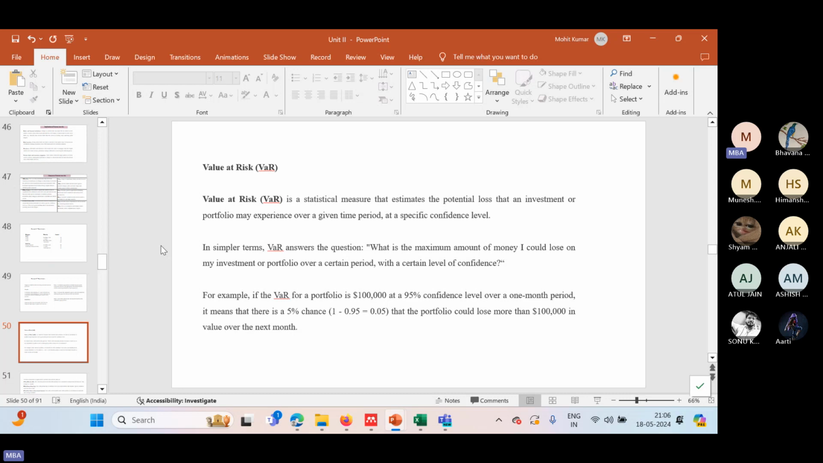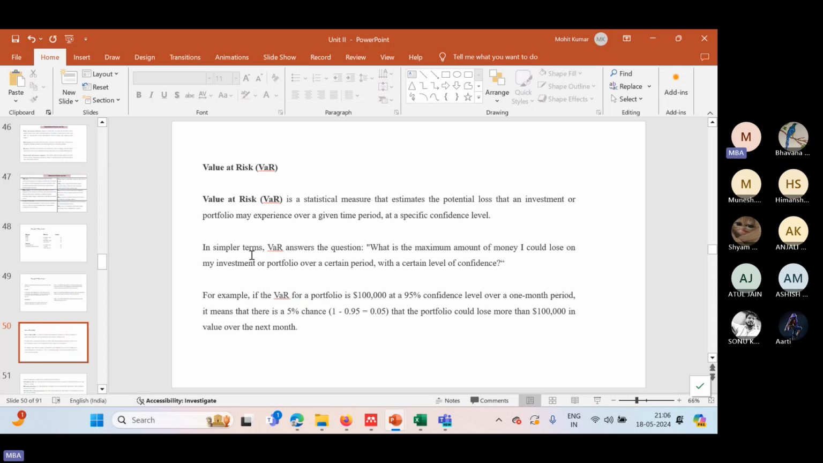So suppose you say with 95% probability the value at risk is 5,000, meaning 95% of the times your loss from the portfolio will not cross 5,000. Or you can say there are only 5% chances that your loss will cross 5,000. Okay, so either way you can interpret it. So this is called value at risk. We call it downside risk, because it tries to measure the ultimate or maximum loss you can have.